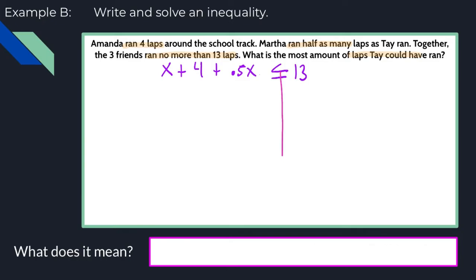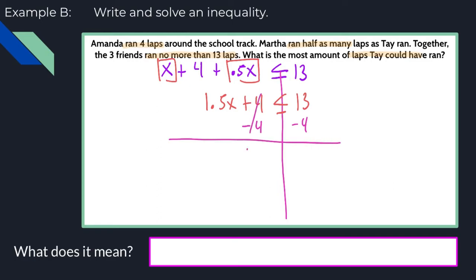So we're going to start by drawing our wall down, and then we need to see if we have any like terms, which we do, because x and 0.5x are like terms, we need to combine them. So when we combine x and 0.5x, we're going to get 1.5x plus 4, bring down our inequality symbol, we didn't do anything with that, bring down our 13. The next step that we need to do in our problem is we need to make sure that we get rid of our constant. We're going to eliminate our constant by subtracting 4 on both sides.